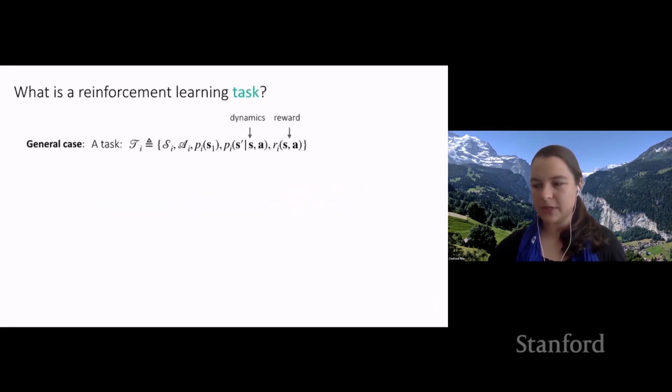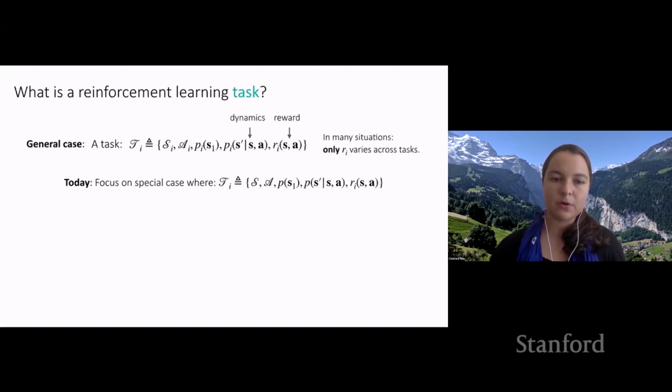Before, we talked about multitask reinforcement learning as having potentially different dynamics, different reward functions, different states, and different action spaces. One observation here is that in many situations, the only thing that varies across tasks is just the reward function. In particular, today, we're going to focus exactly on this special case where the state space, the action space, the initial state distribution, and the dynamics are the same across all of the tasks, and only the reward function varies with the task.